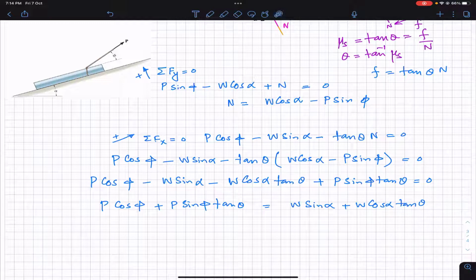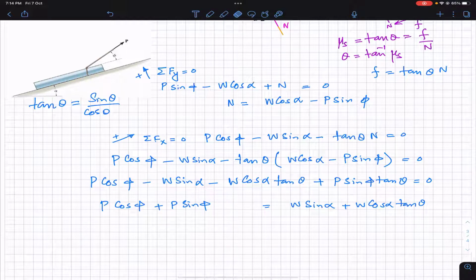And now if I replace this tan θ by sin θ divided by cos θ, since tan θ is always equal to sin θ divided by cos θ, so we can write this tan θ as sin θ divided by cos θ, and similarly here this tan θ can be written as sin θ divided by cos θ.